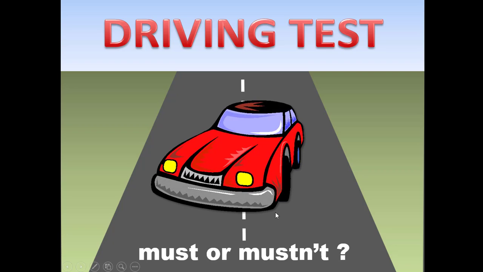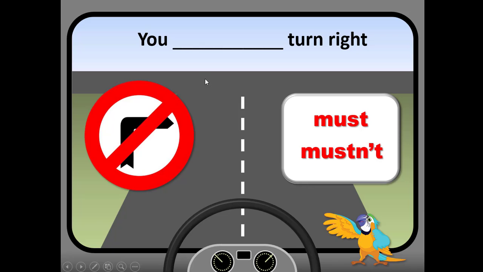Great. Now we have an exercise. It's a driving test. Must or mustn't. Okay. Let's do this together. Question 1. You dash turn right. What do you think? You must or you mustn't? You mustn't. Great job.